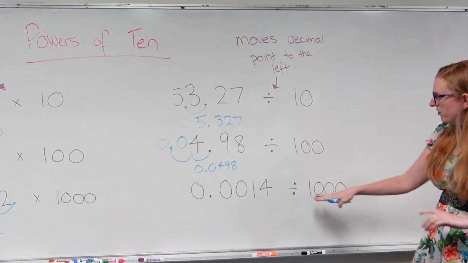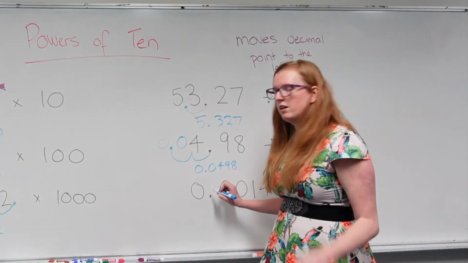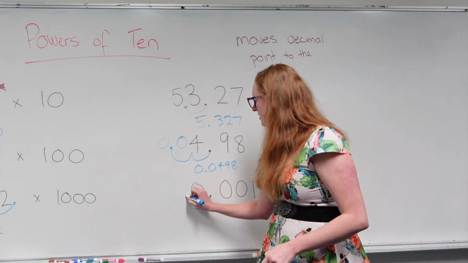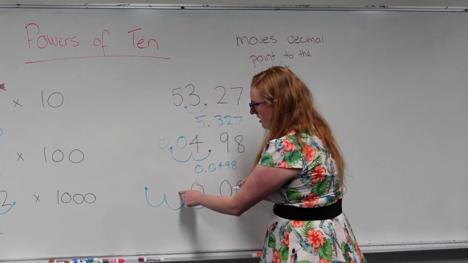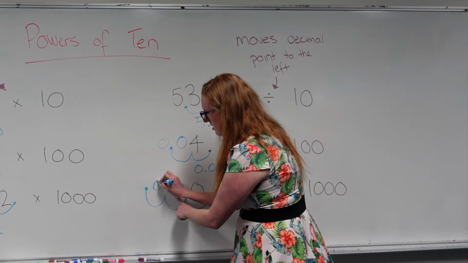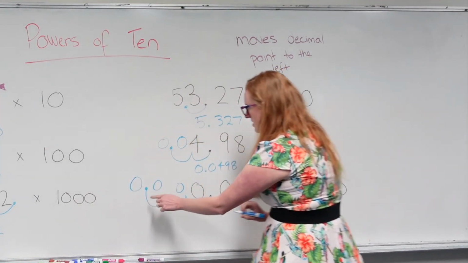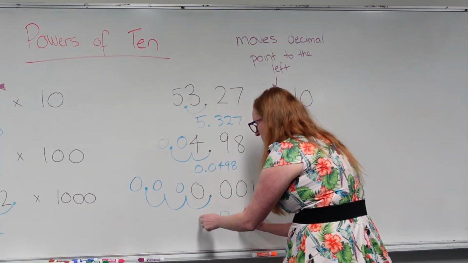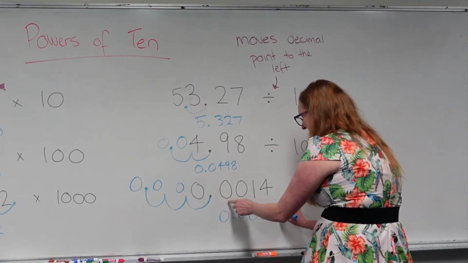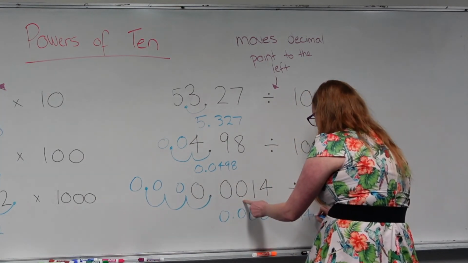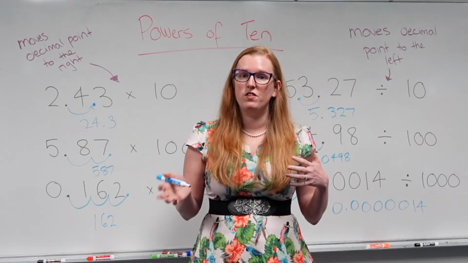Okay, now here I'm dividing by 1,000. 1,000 has 3 zeros, so I have to move my decimal point 3 spots to the left. So 1, 2, 3. My decimal point is now here. I know I'm going to have zeros in here, and I can't start a number with a decimal point. I have to put a 0 in front. So now my number is 0.00000014. Cool.